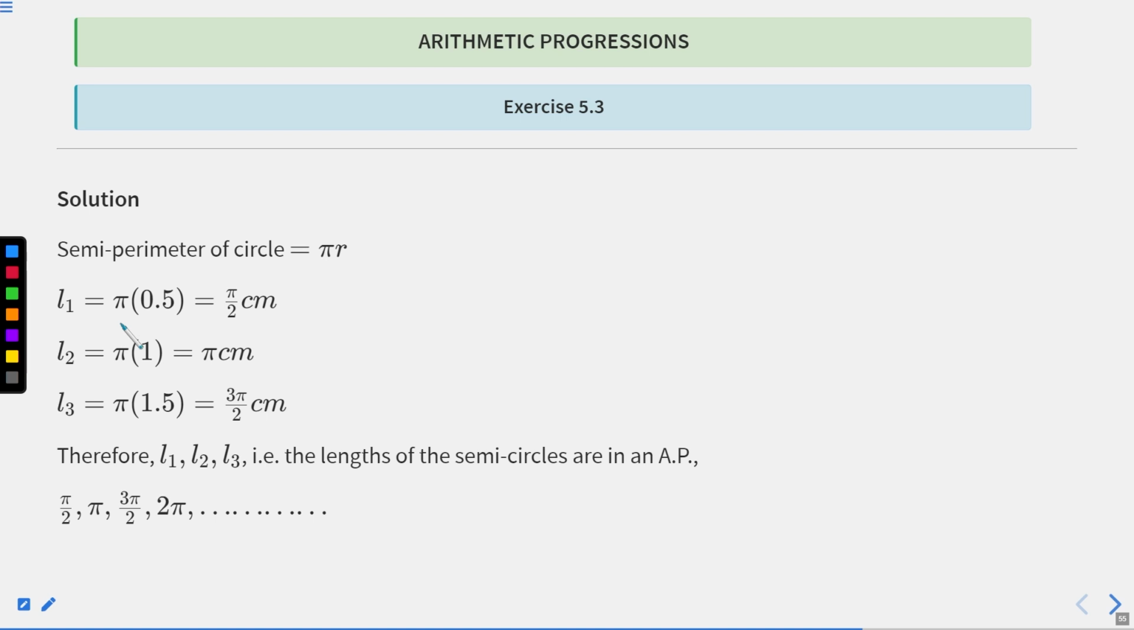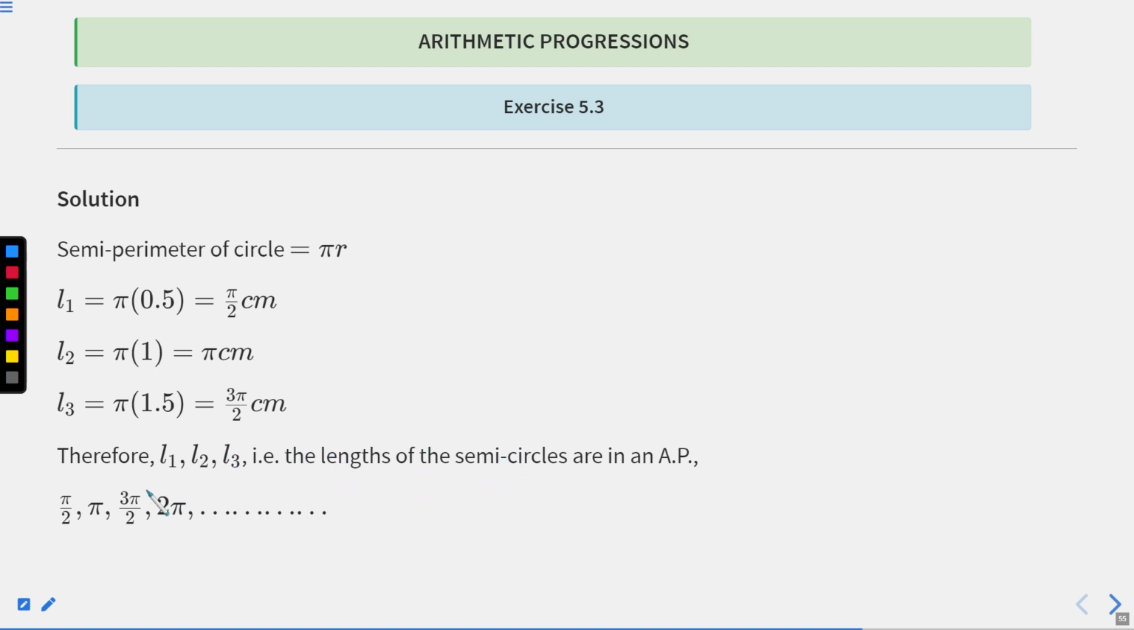So L1 is equal to pi times 0.5, that is pi by 2 centimeter. And L2 is equal to pi times 1, that is pi centimeter. And L3 is equal to pi times 1.5, and this is equal to 3 pi by 2 centimeter. So L1 is pi by 2 centimeter, L2 is pi centimeter, L3 is 3 pi by 2 centimeter. Therefore L1, L2, L3, the lengths of the semicircles, are in an AP.